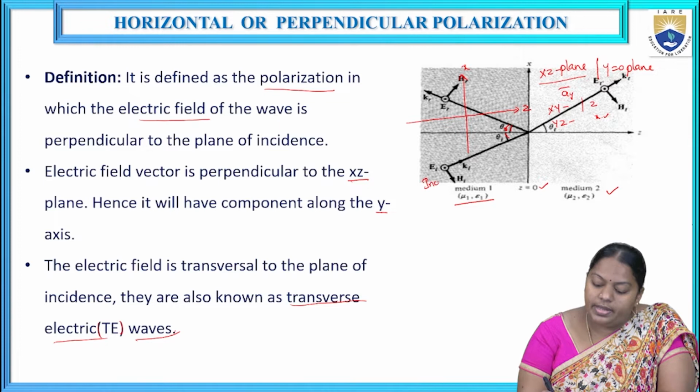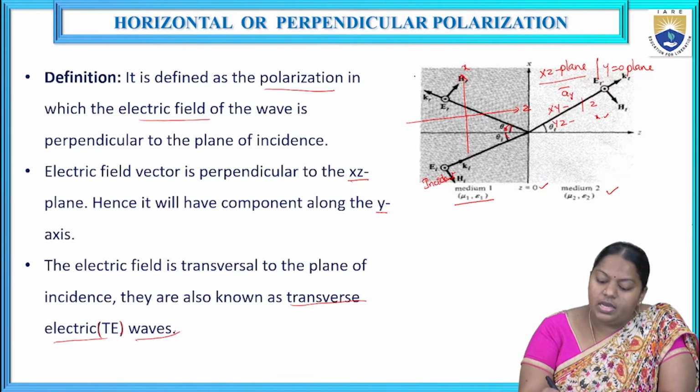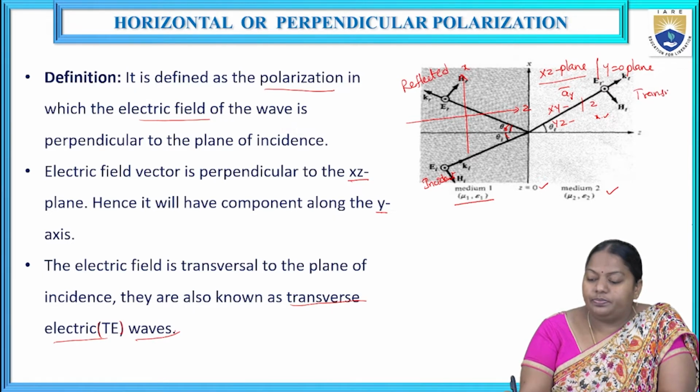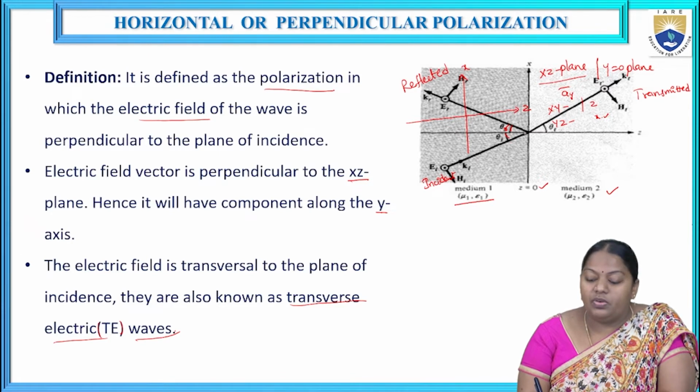The field strengths are given here for the incident wave. This is called the incident wave, this one is the reflected wave, and in medium 2 we have the transmitted wave, right? When the incident wave strikes the boundary, part of the incident wave is reflected back to the same medium, and part of it is transmitted to the next medium. Hence theta I, theta r, and theta t are the angles of the incident wave, reflected wave, and transmitted wave respectively.